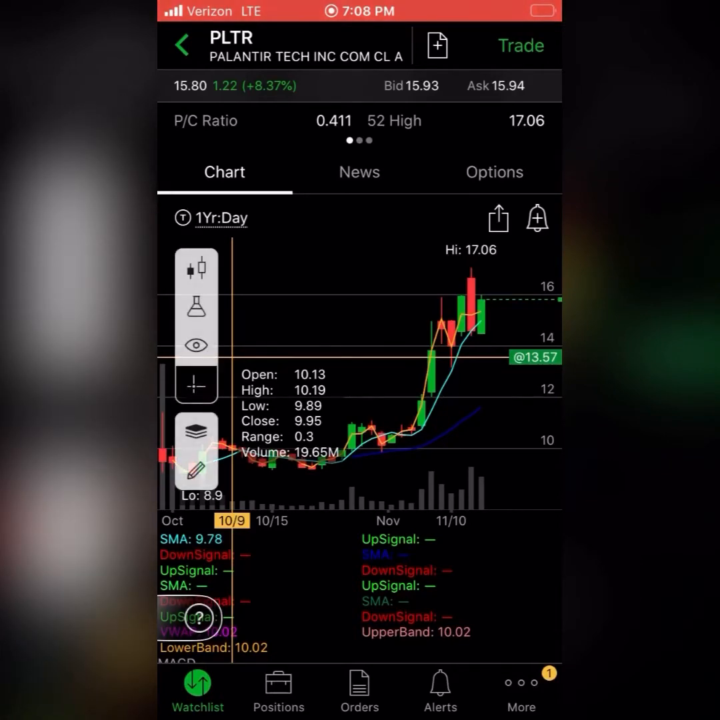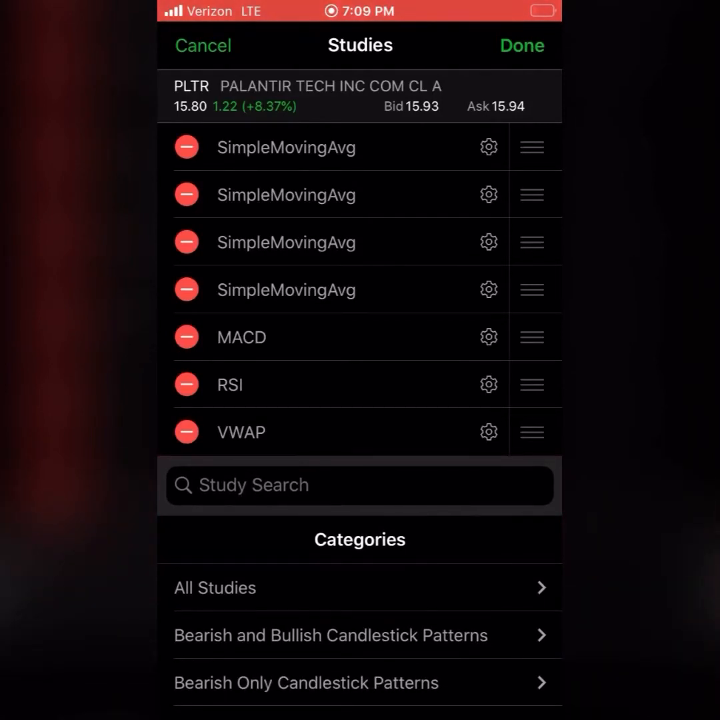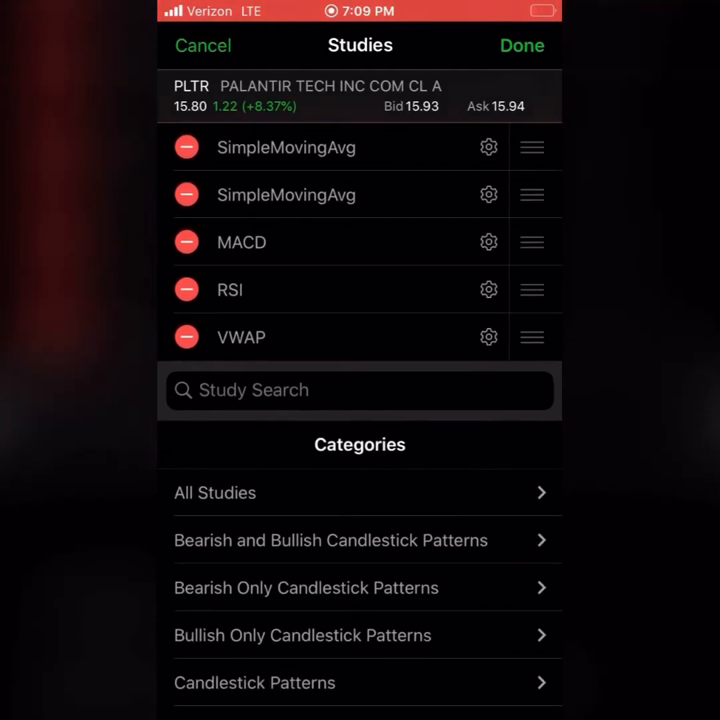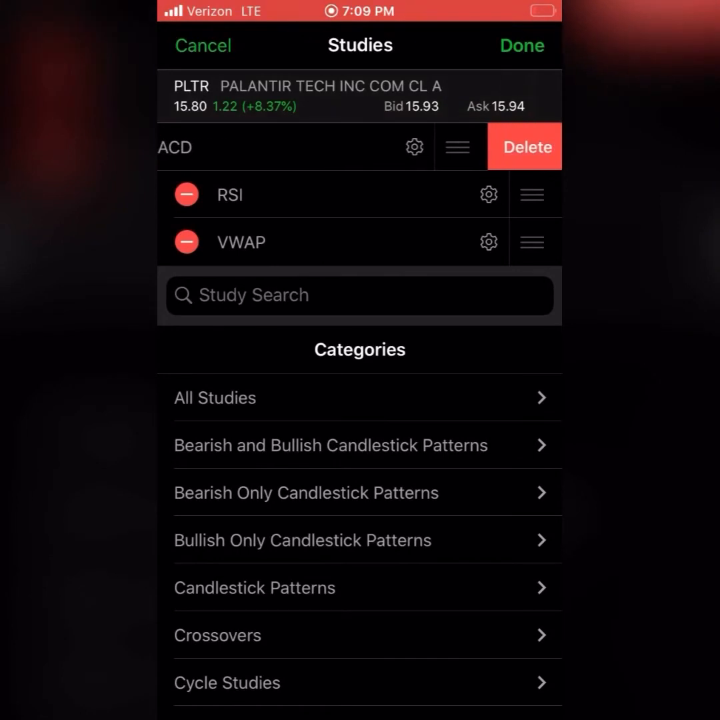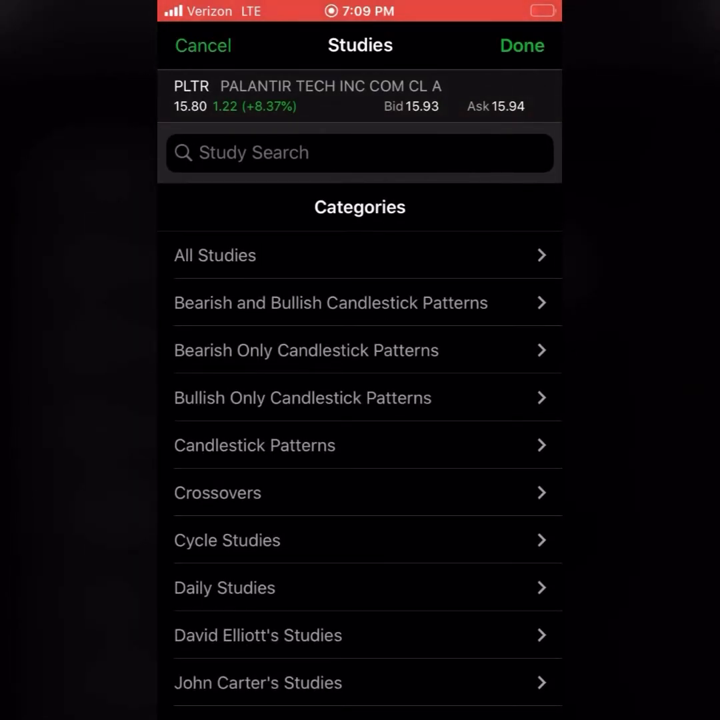Alright, so let's go into the technical setup here. You see I got simple moving averages, MACD, RSI, VWAP, TTM wave. I don't even like that one. So I'm going to focus on these guys, but we're going to take all of them off. I know I'm going a little fast right now because that's important, not important. We're going to get to that in just a moment here. This is going to be a lot of information, so I'm trying to fit this into a short video span whilst still being beneficial. You get all the information down.